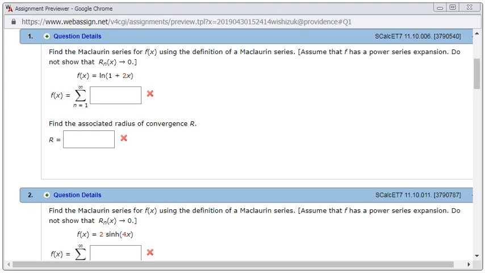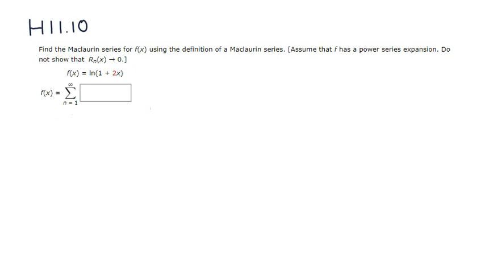Alright, let's look at the homework 11.10, problem number 1. So we want to use the definition of a Maclaurin series to find the Maclaurin series for this given function. Alright, so let's do that. Remember that the Maclaurin series looks like this.